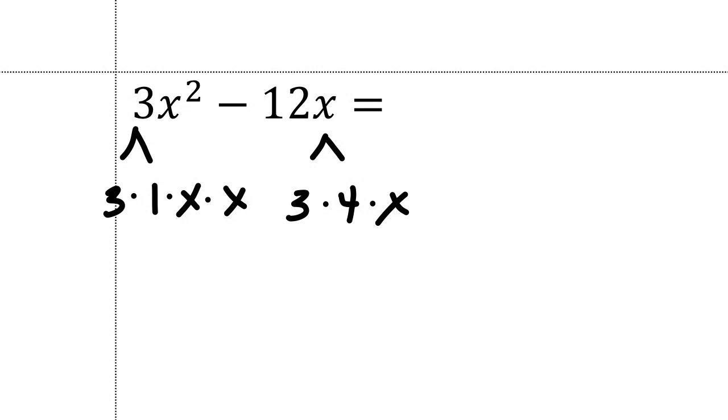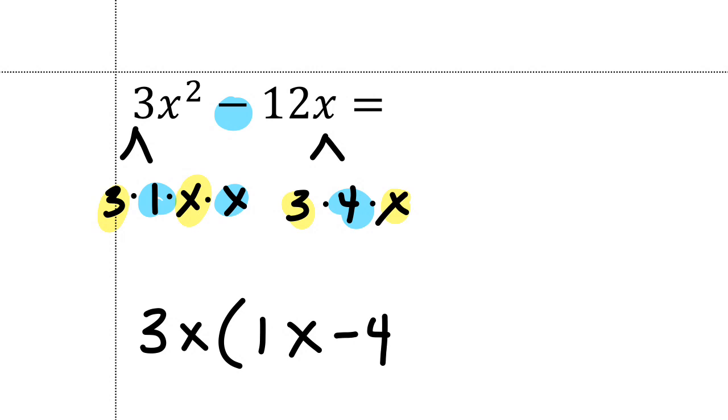And I'm going to break down this 12x as 3 times 4 times x. And immediately I'm going to look for what they have in common. So they have a 3 in common, they have an x in common. That's what's going to be on the outside of my parentheses. It's getting pulled out of the expression. And what's going to be left inside the parentheses is our 1x take away 4. So I'm going to have 1x take away 4.